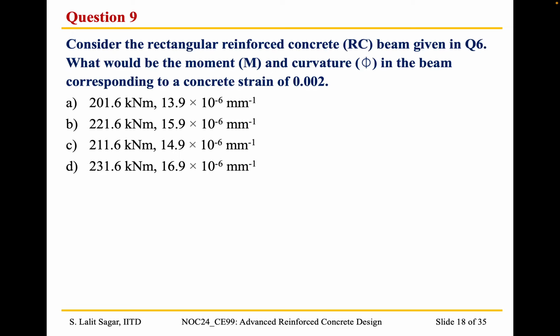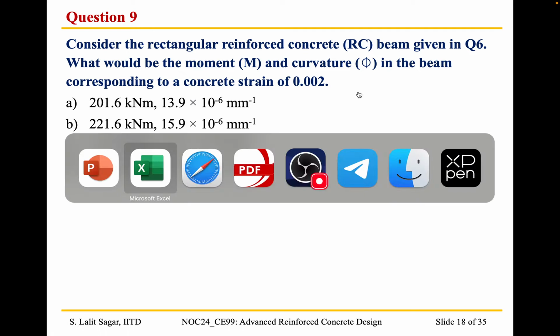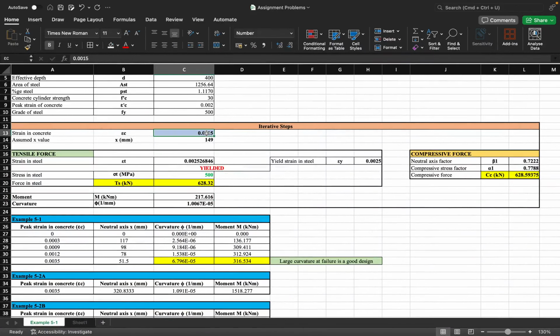So we need to find out the value of M and phi corresponding to a concrete strain of 0.002. We will go to the Excel sheet. I need your help once again to fix the value of X. Can you suggest the value of X here, please? So Cc is 745. Little bit more than that. 150.